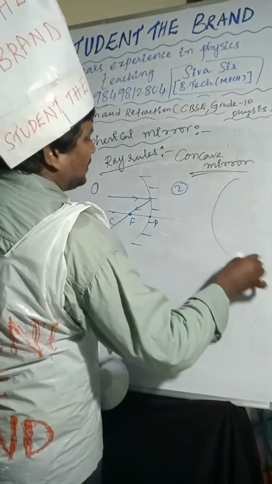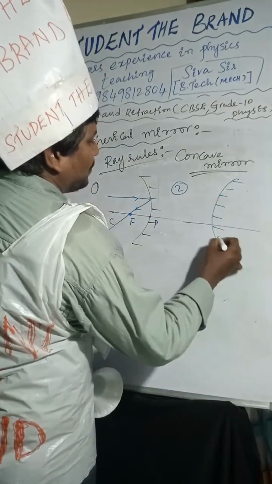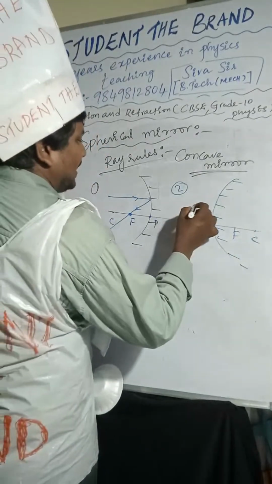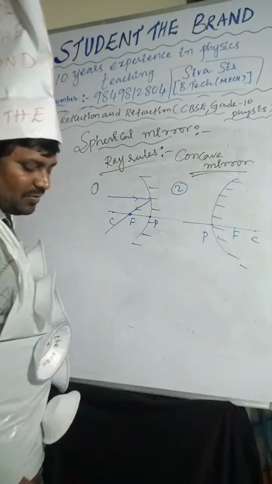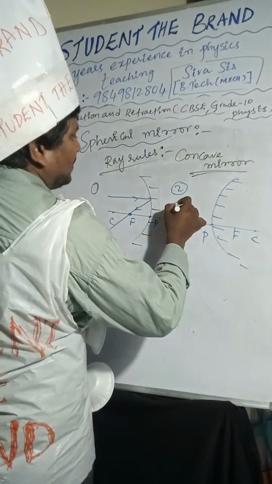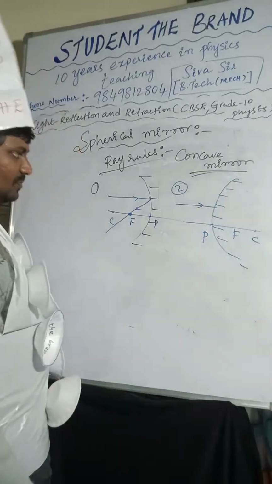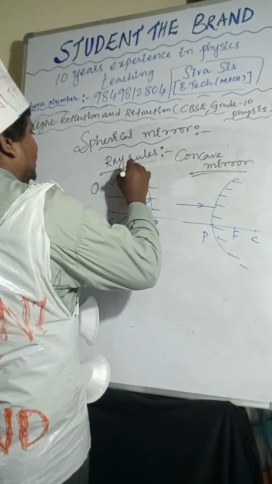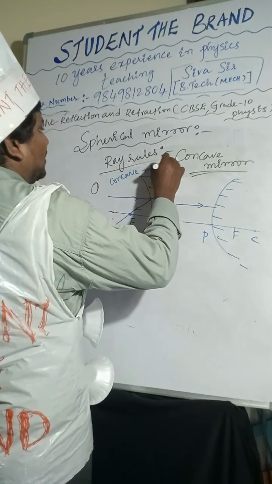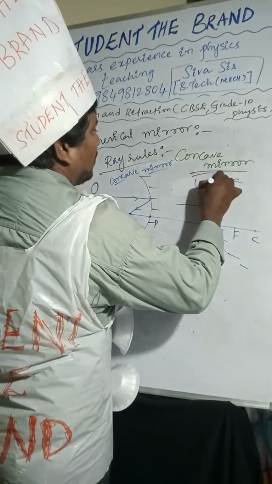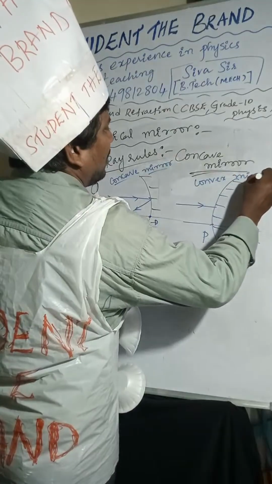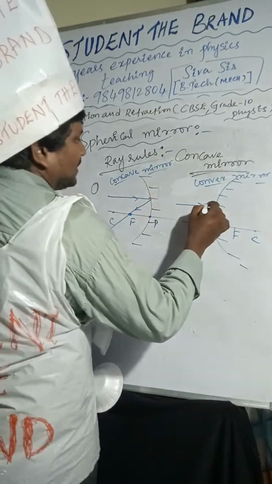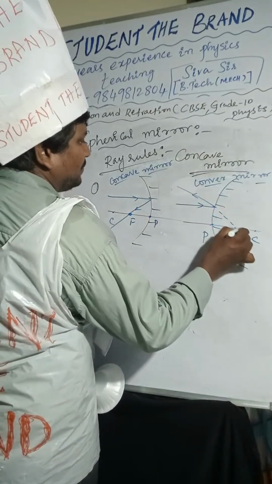Second light ray I'm taking. Here I'm considering pole, focus, and center of curvature. One more light ray. This side is a concave mirror and this side is a convex mirror. After incidence it passes through the focus. Here, after incidence, it passes through the focus if you extend it.